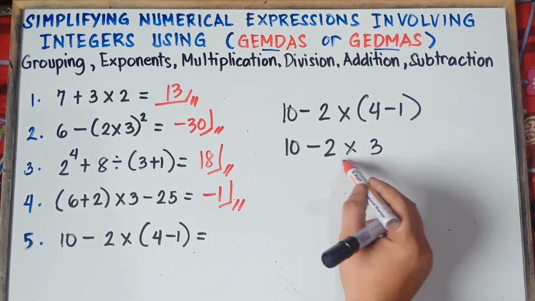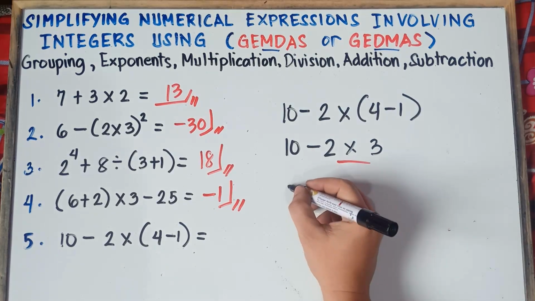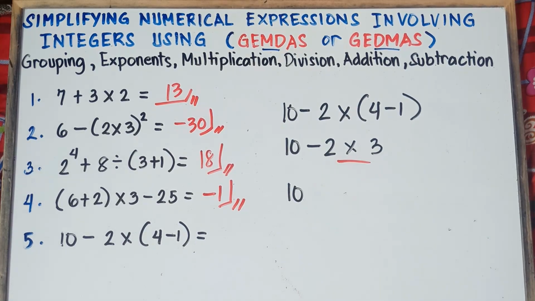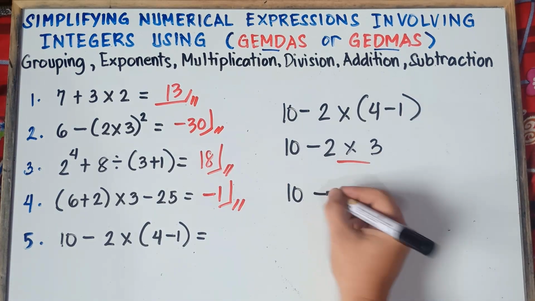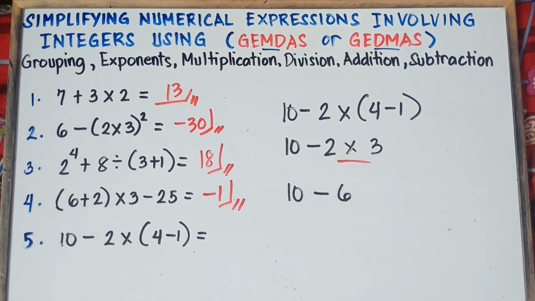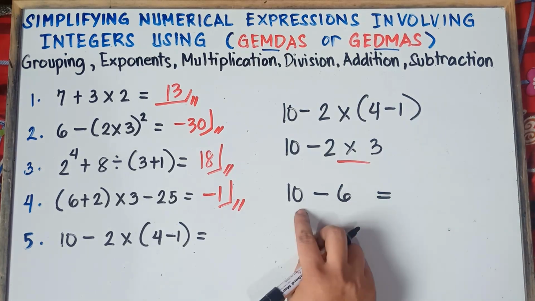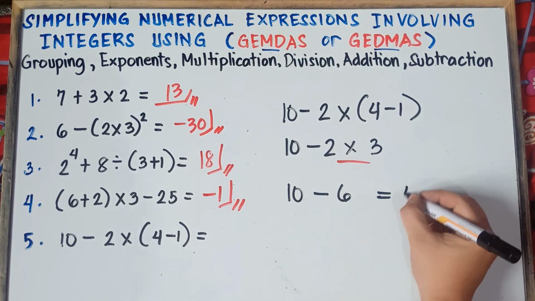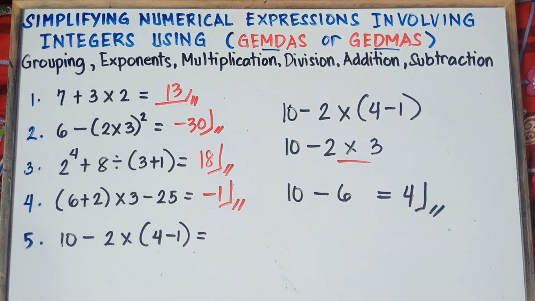And then multiplication comes first. So copy 10 and then negative 2 times 3. Once again, class, what's the answer? Negative 2 times 3, unlike signs. Negative multiplied by positive, the answer is negative. 2 times 3, that would be 6. And then final step, 10 minus 6, we can simply subtract this one. 10 minus 6, that would be 4. That's it, class. That's the answer with regards to example number 5.